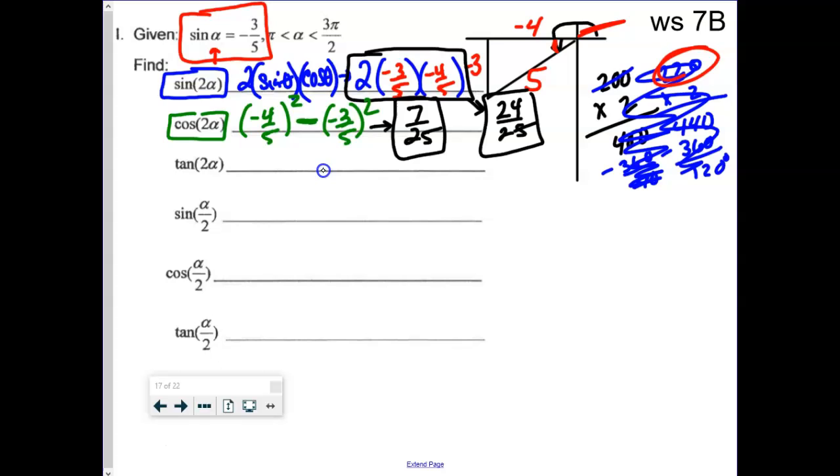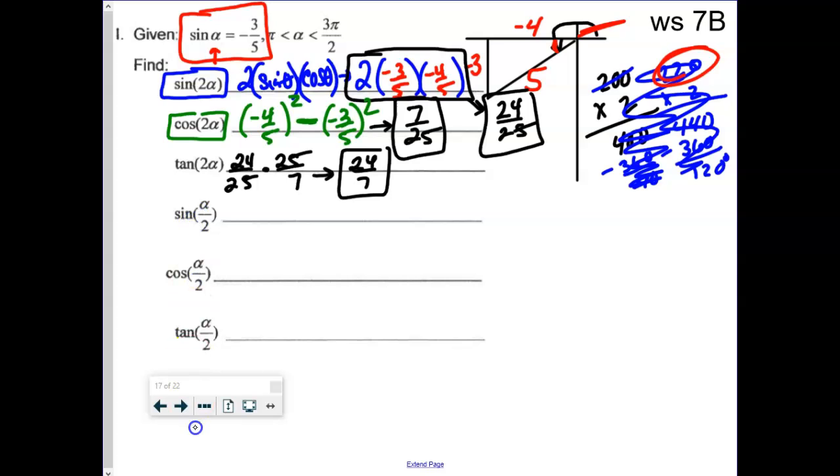I already found sine and cosine, and I'm like 90% sure we did it right. So should we just use our sine and cosine? Yeah. So sine divided by cosine would be 24 over 25 divided by 7 over 25. Instead of dividing by cosine, I'm going to multiply by the reciprocal of cosine. And y'all get 24 over 7. Cool. All right. Well, now I'm afraid to even ask this question.